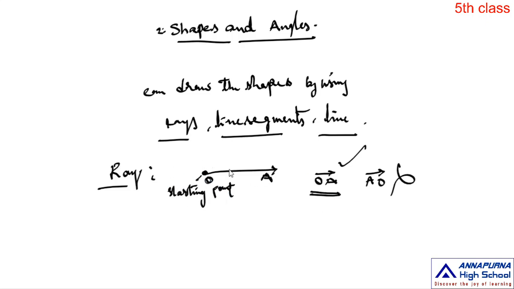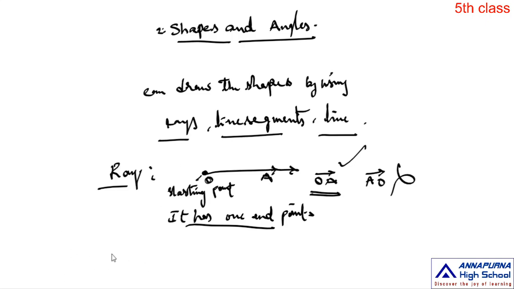Okay. So ray means it has one endpoint, and that means we can extend the ray indefinitely in one direction only. Therefore, ray means it has one endpoint. We can extend the ray indefinitely in one direction only. So come to the next one.